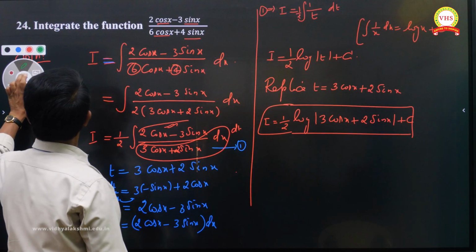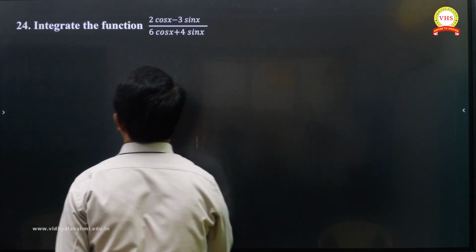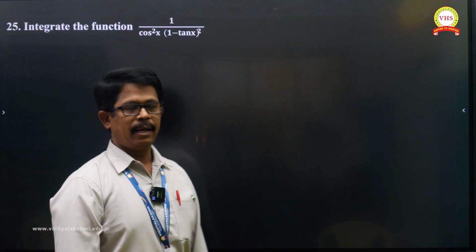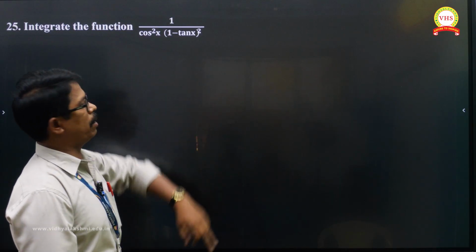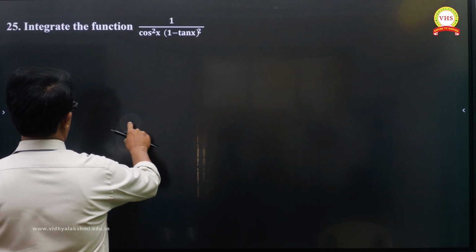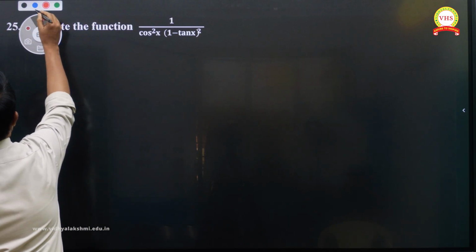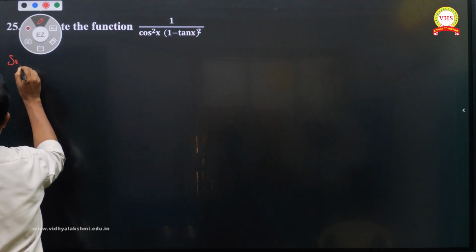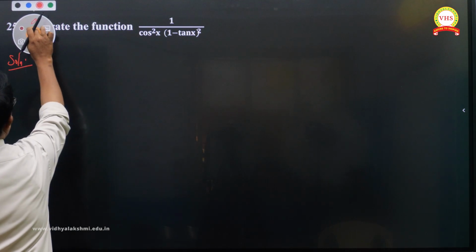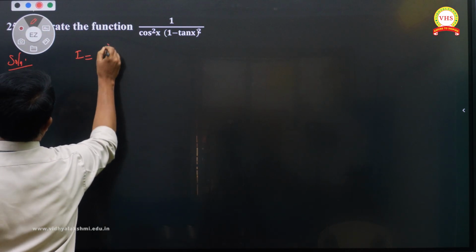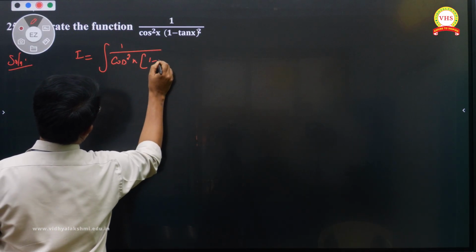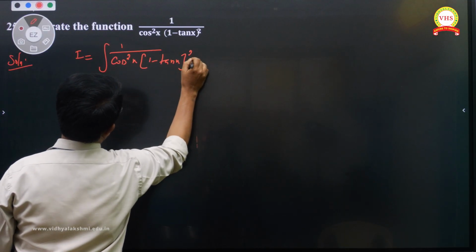Question number 25. What is question number 25? Integral 1 by cos square x into 1 minus tan x whole square. Look at the integration here. The solution of this one: what we are going to take? I equal to integral 1 by cos square x into 1 minus tan x whole square.